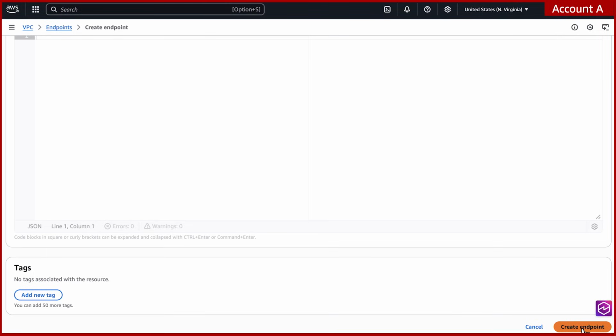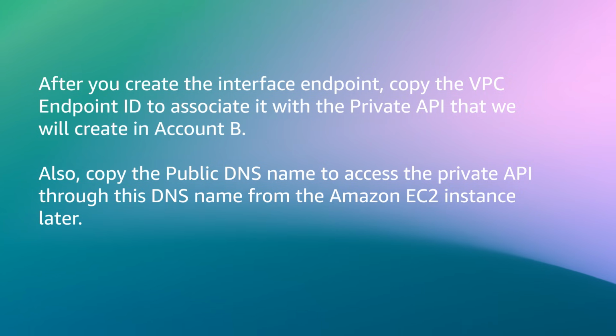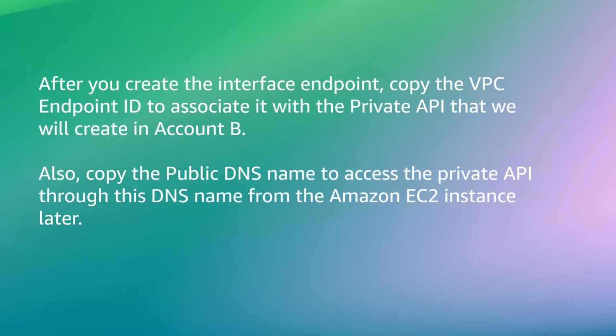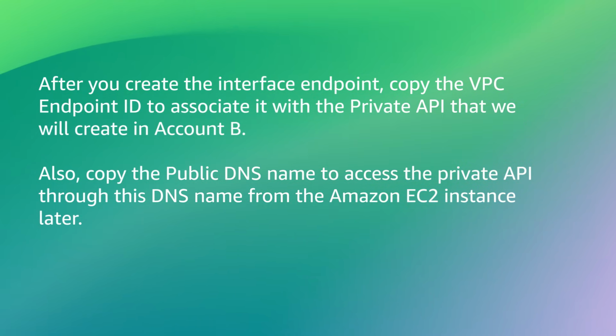Choose Create Endpoint. After you create the interface endpoint, copy the VPC endpoint ID to associate it with the private API that we will create in account B. Also, copy the public DNS name to access the private API through this DNS name from the Amazon EC2 instance later.